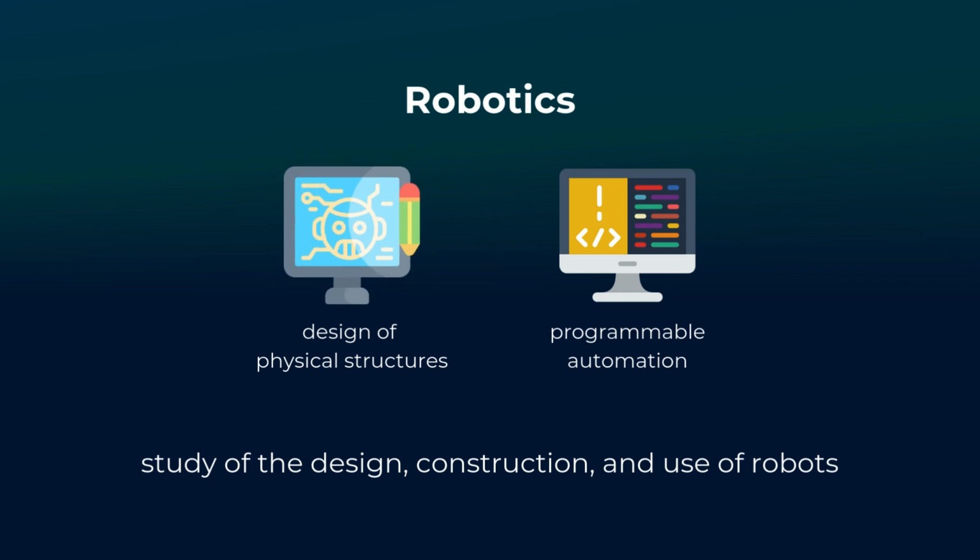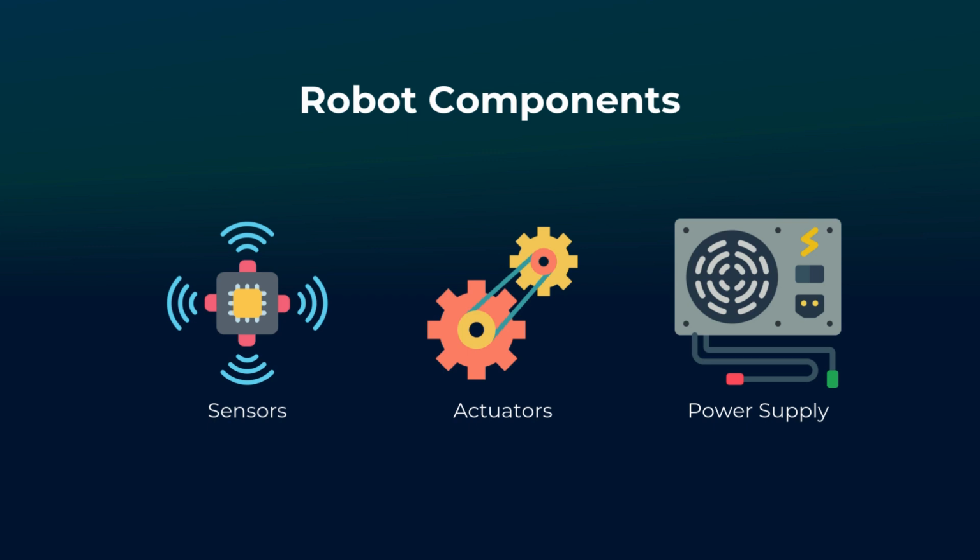This involves designing their physical structures, such as cameras and wheels, and programming the automation, like designating the right joystick on a controller to move a robot forward. Robots have different parts that are essential to their performance, such as sensors, actuators, and their power supply.